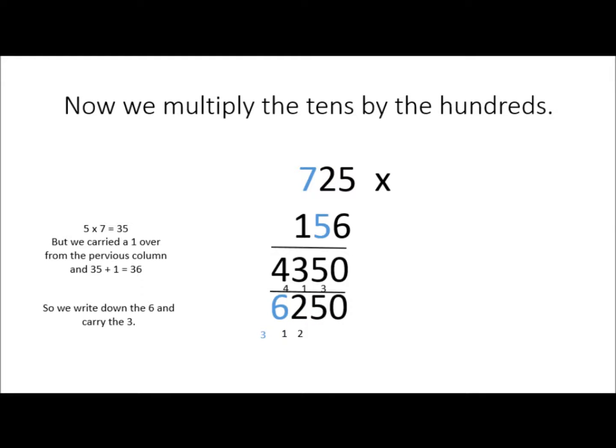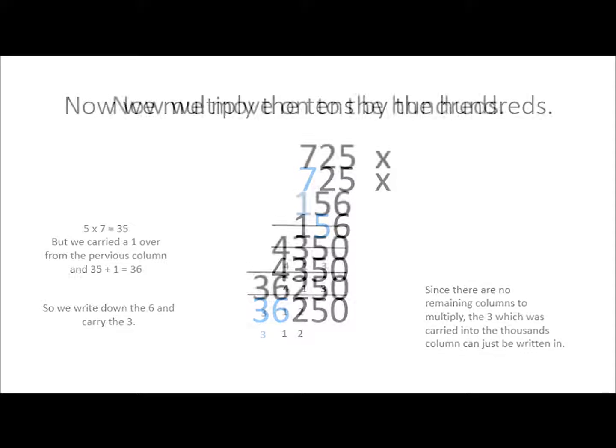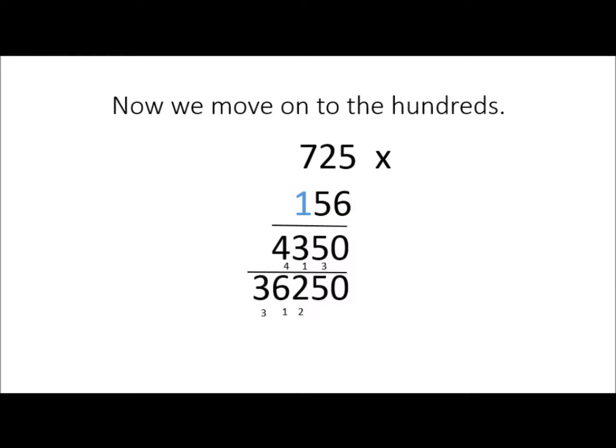And lastly we multiply the tens by the hundreds. So 5 times 7 is 35, but we carried a 1 over from the previous column, and 35 plus 1 is 36. So we write down the 6 and carry the 3. Since there are no remaining columns to multiply, the 3, which was carried into the thousands column, can just be written in. And now it's time to move on to the hundreds.